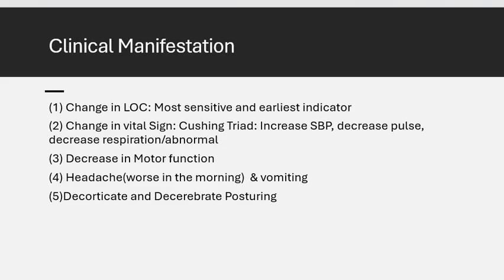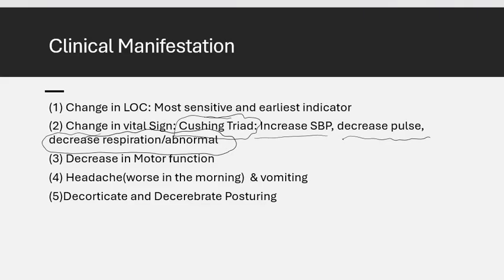What are the clinical manifestations? You will see a change in level of consciousness. That's the most sensitive and earliest indicator. You will also see changes in vital signs. Most importantly, you'll see the Cushing triad, and that's something I want you to pay attention to because it's need to know. With the Cushing triad, you'll have an increase in systolic blood pressure, or in other words, an increase in pulse pressure. The difference between systole and diastole will be large. You'll have a decrease in pulse, meaning decreased heart rate, increased blood pressure, decreased heart rate, and decreased or abnormal respiration. When we say abnormal, it could be such as Kussmaul respiration and so on.